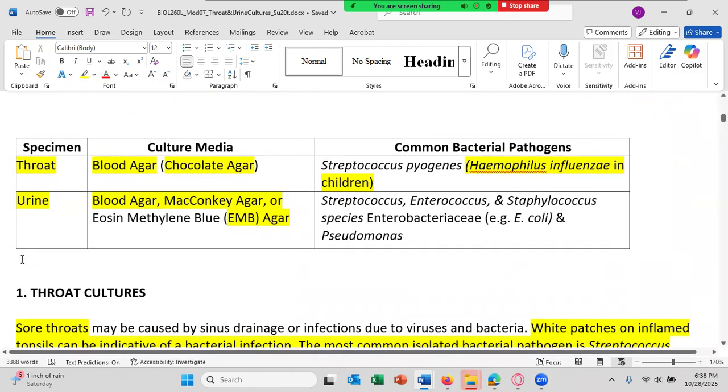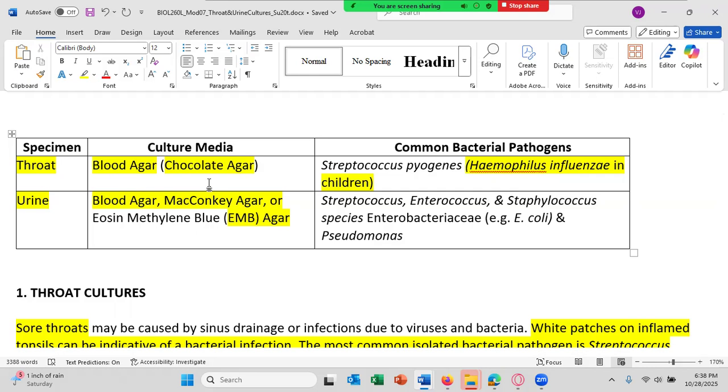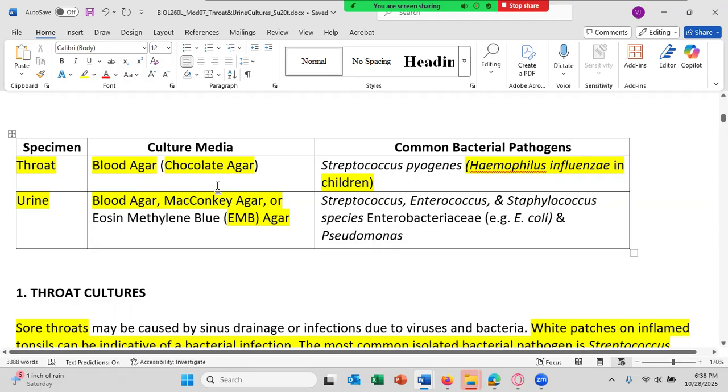For throat cultures, we only have two culture media: blood agar, the main one, and then chocolate agar. The main bacterial pathogen isolated in the throat is Streptococcus pyogenes, and it grows on blood agar. It is fastidious, but blood supplies the nutrients that it requires to grow.